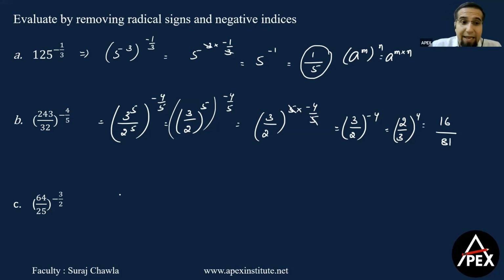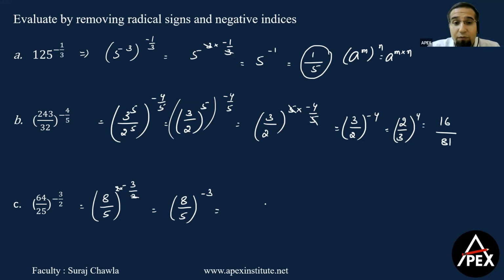Now, 64 is an 8 square and 25 is a 5 square. So I can write this as 8 by 5 whole to the power minus whole square into minus 3 by 2. So 2 and 2 get cancelled. Now the value here becomes 8 by 5 whole to the power minus 3. If I need to make the power positive, I need to flip my fractions. This can be written as 5 by 8 whole cube. Now 5 cube is 125, whereas 8 cube can be written as 2 to the power 9. 2 to the power 9 is going to be 512. So this becomes our final value, right?